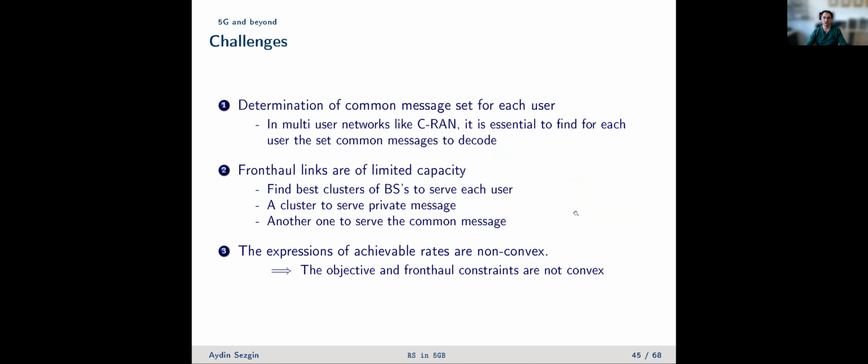Yeah? So the problem is when we move to those general networks, for instance, cloud radio networks, then there are a couple of challenges which we didn't have in those elemental networks. The first challenge is that we have to determine the common message set for each user, because the common message set is the one which is decoded by all the users. Right? Then another component which we didn't have so far is that we have front-haul links which are of limited capacity, right? We have to deal with this as well. And finally, the rates we have to deal with are usually non-convex, and therefore both the objective and the constraints are non-convex, and we have to deal with this as well.